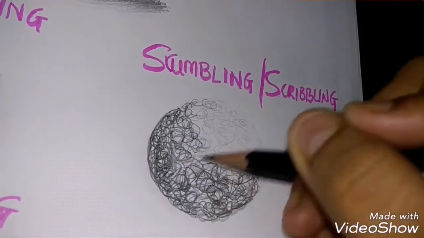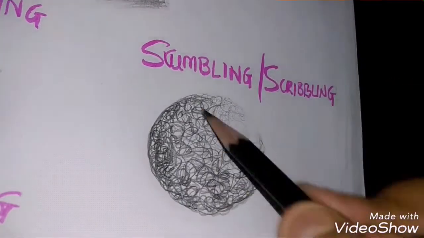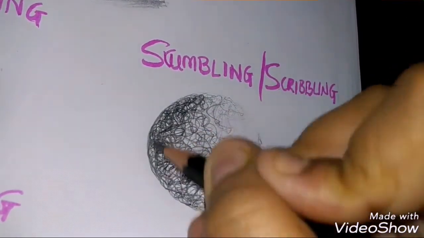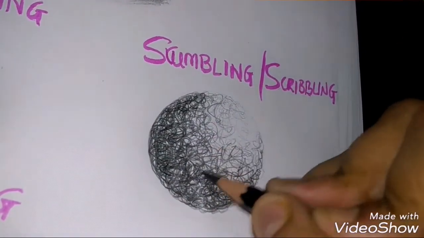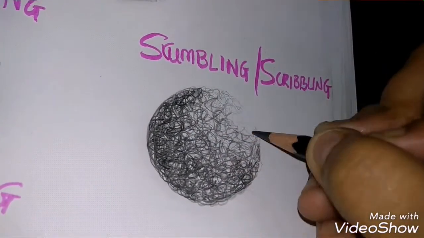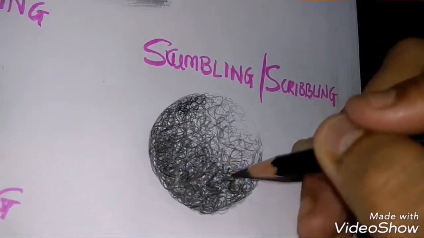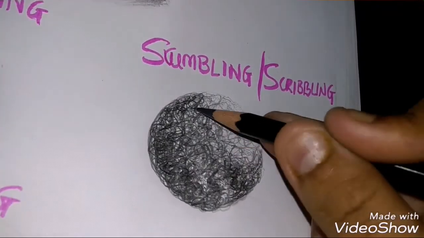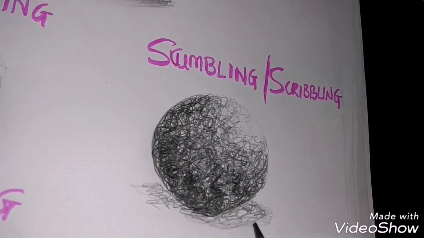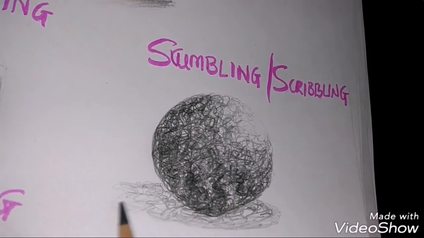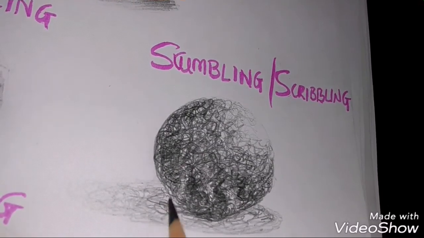As you can see, for darker shades I'm overlapping and putting pressure on the pencil and the paper, and when I want lighter tones I'm gonna release the pressure and make lighter scribbles. I'm just basically scribbling. It has no rules, nothing. I'm just moving my pencil in a really wriggly direction. So this was the fifth technique, which is scumbling or scribbling.